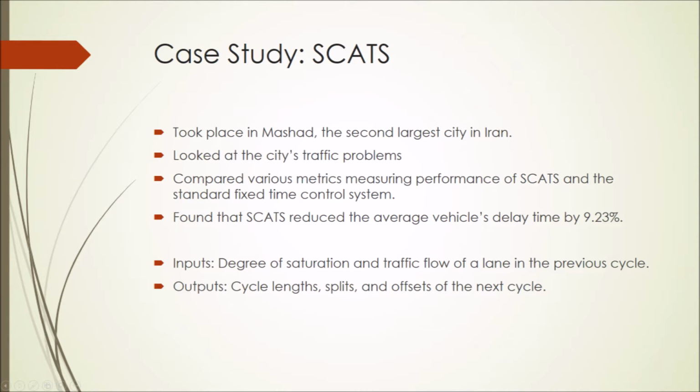The second case study was SCATS optimization. It took place in Mashhad, the second largest city in Iran. It looked at the city's traffic problems. SCATS was found to reduce the average vehicle's delay time by 9.23%. The input was the degree of saturation and traffic flow of a lane in the previous cycle. The output was cycle lengths, splits, and offsets of the next cycle.